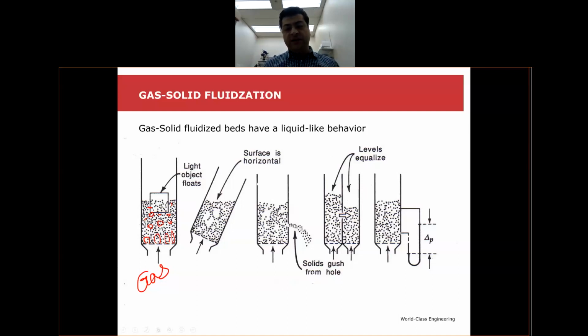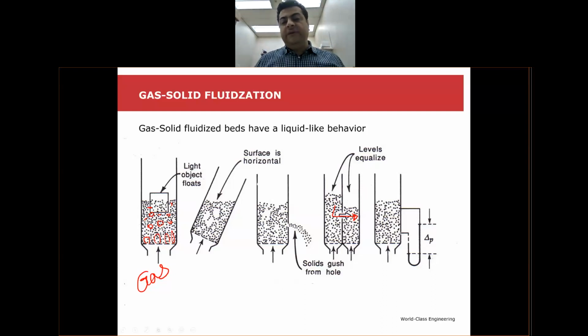Or if you have two reactors that have one wall in common, and they are at different levels. For example, this one on the left has a higher level of the bed, and this one has a lower level. But as soon as you make a hole in between, material from the first reactor tends to get discharged and transfer into the tank on the right until the level in both tanks is equal.